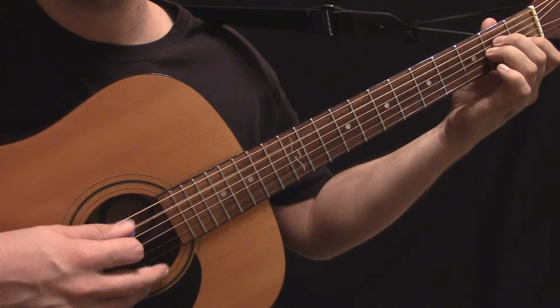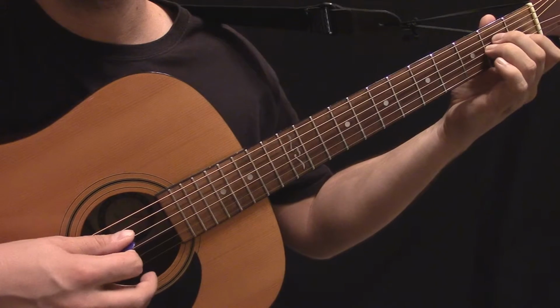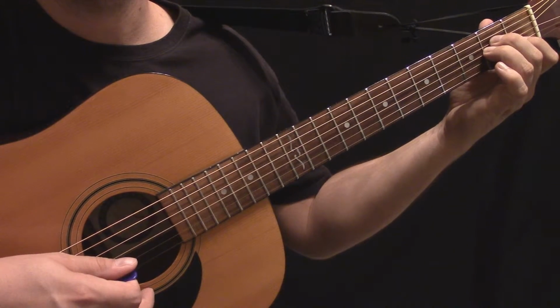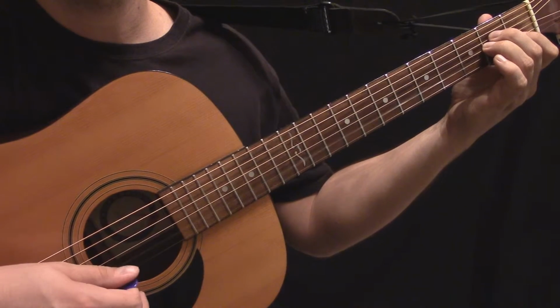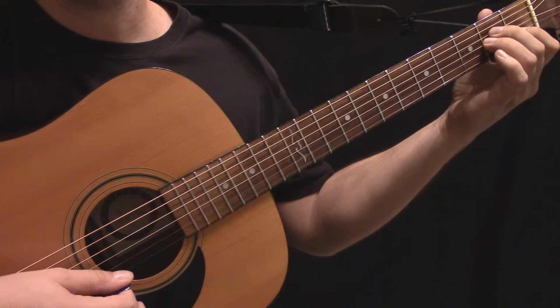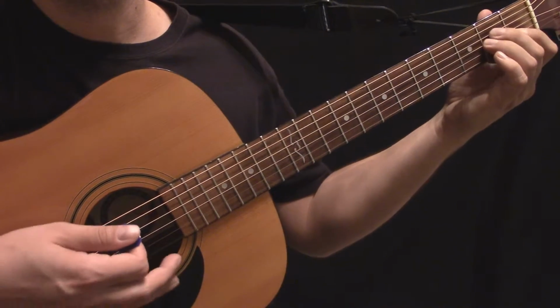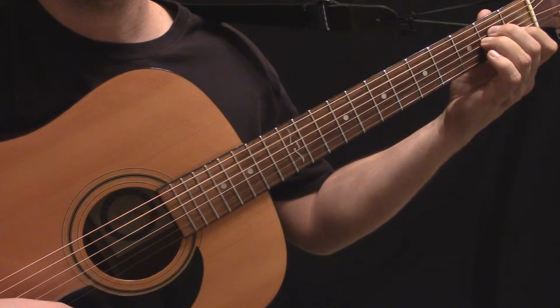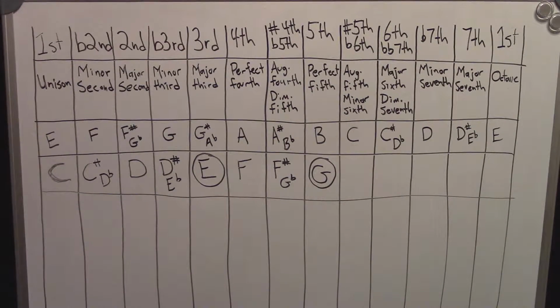So I have an A, an E, another A, a C, and another E. So it looks like I need an A, an E, and a C. That's what I'll look for. Let's put them on the chart. Okay, let's look for those notes of the A minor.